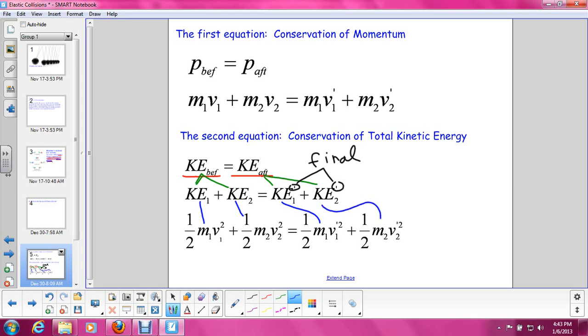And we add that to the final kinetic energy of object 2. I know it looks long and complicated, but it really comes down to plugging and chugging. All you have to do is be able to look at a problem and say, okay, these things are bouncing off each other. I bet it's an elastic collision. And because it's elastic, that means kinetic energy before equals kinetic energy after. And then you can follow each of these steps down for your problem solving.